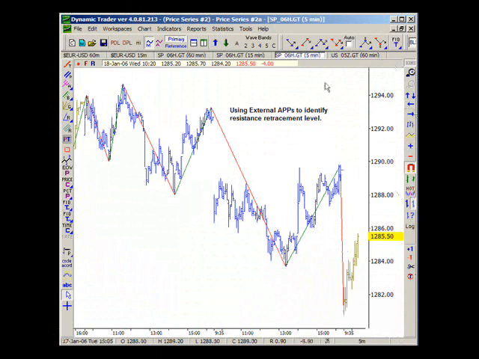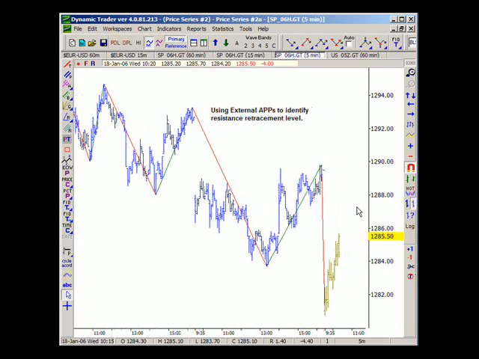Well, this is 5-minute S&P data. Let's take a look at it and see how we can use what we call the external alternate price projections to help us identify resistance retracement levels. So as of the last bar on this chart, the S&P had a gap opening down, and it's making a rally up. And let's assume our higher time frame analysis and trend analysis indicates that the market should continue lower, and it's making a correction to this gap down. And we want to identify the highest probability resistance zone where this correction is going to end.